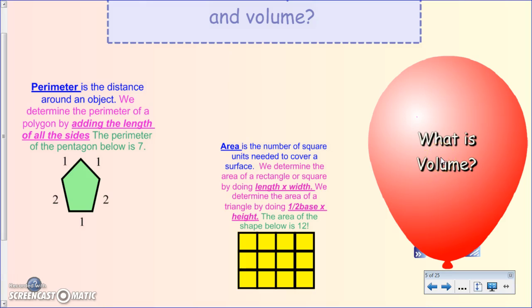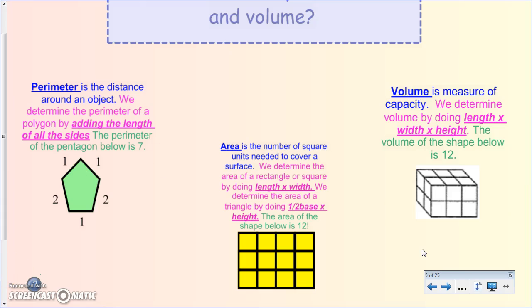What is volume? Volume is the measure of capacity. We determine the volume by doing the length times the width times the height. So the volume of the shape below is 12 because it has a length of 3, a height of 2, and a width of 2. So 2 times 2 times 3 is 12.